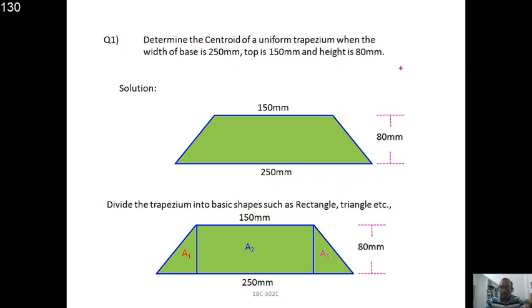A trapezium can be of either of the shapes. The trapezium can be like this. This is also a trapezium, where this slant is not equal to this slant. Hence, he has mentioned here that it is a uniform trapezium. That means the slants of both sides are the same.